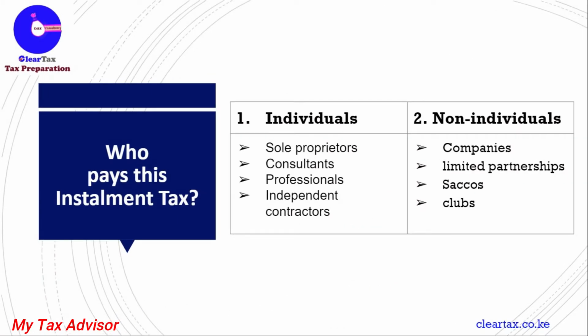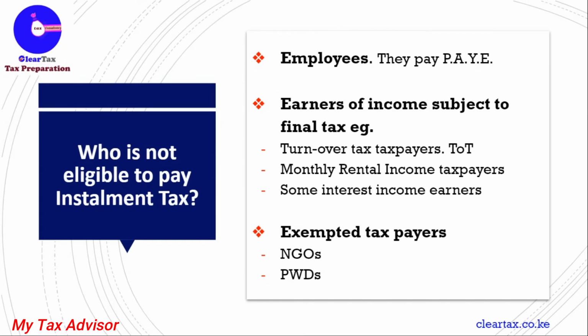All right. So who pays this installment tax? Installment tax is paid by both individuals and non-individuals. So for individuals, all categories: sole proprietors, consultants, professionals, independent contractors, trainers. And for non-natural persons, these are companies, limited partnerships, circles, clubs, societies. All these categories of people are supposed to pay installment tax.